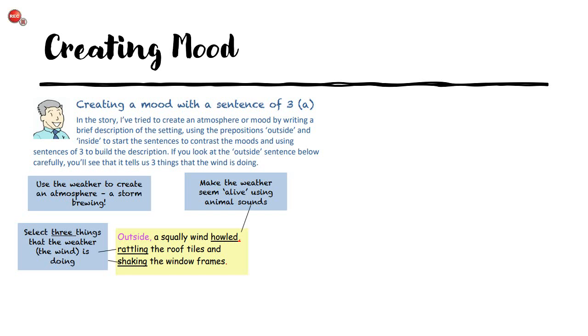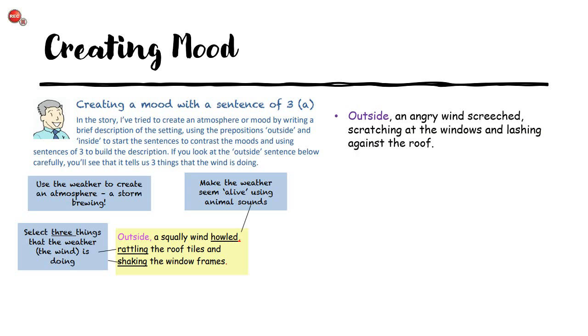Now, I've had a go doing this myself, and I looked at keeping to the same mood. So the first one I looked at was outside, an angry wind screeched, scratching at the windows and lashing against the roof. Well, that was my first one. That one didn't take me very long. Okay, so I tried to screeched and scratch and follow the alliteration close together, and almost to make it feel like it's desperately trying to get into the house. Now the screech, we've got the animal sound, that personification. The scratching at the windows again is personification. You can just imagine the wind had claws trying to scratch through the window and get in.